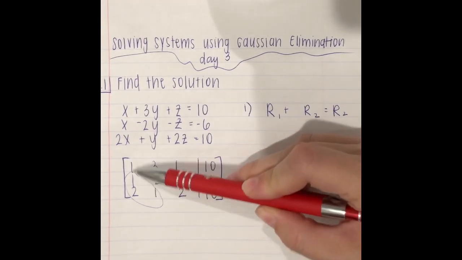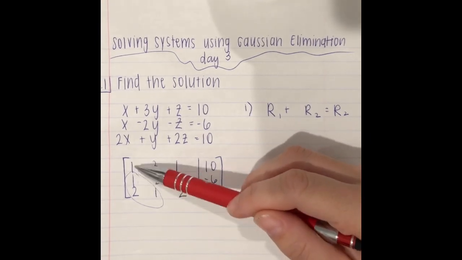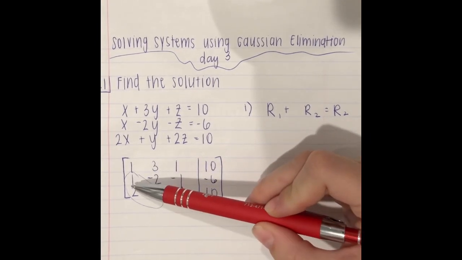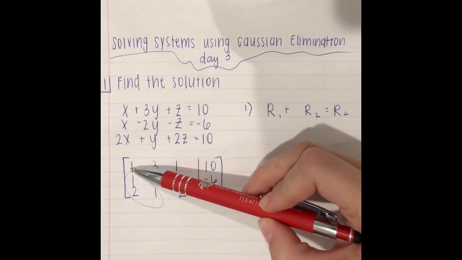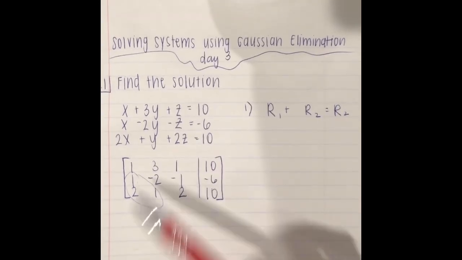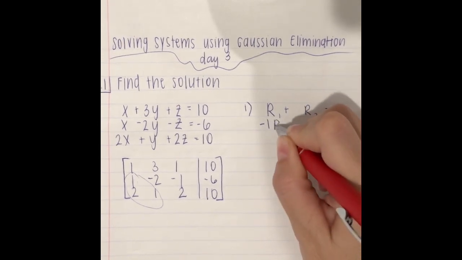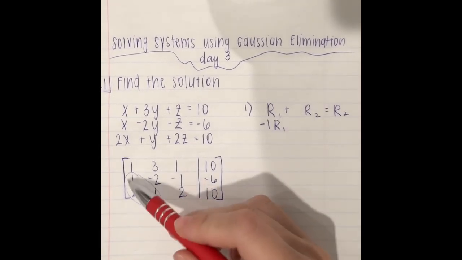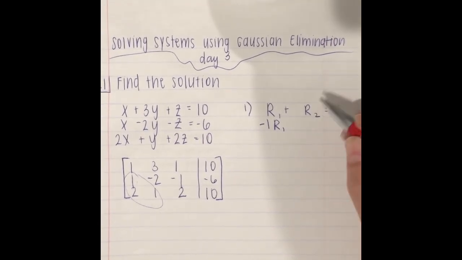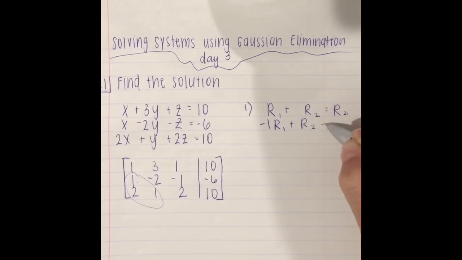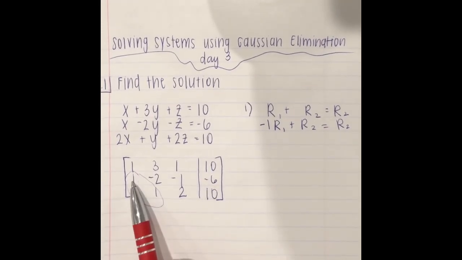Same number, same sign means they're not quite opposites, so we need to multiply one of them by a negative 1 so that it changes to a negative 1. Then we can add these together and they would cancel each other out. So let's just multiply row 1 by negative 1. It doesn't matter, you could do either one. We'll multiply row 1 by negative 1 and then add it with row 2 so that it gives us a new row 2 where the x value is 0.